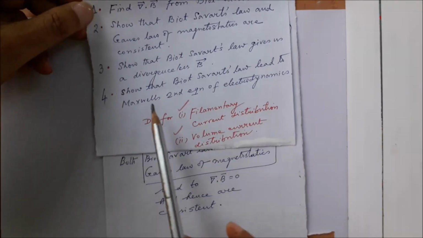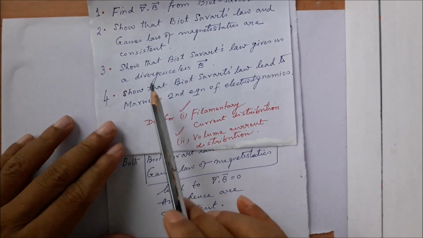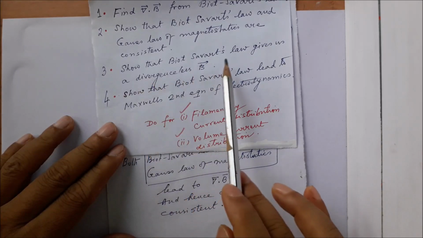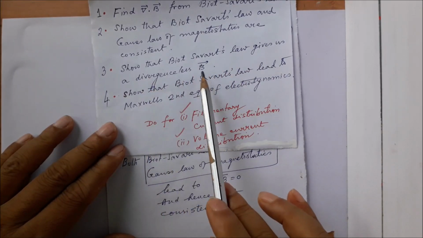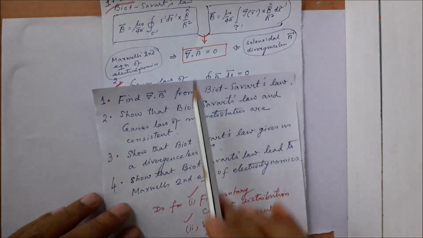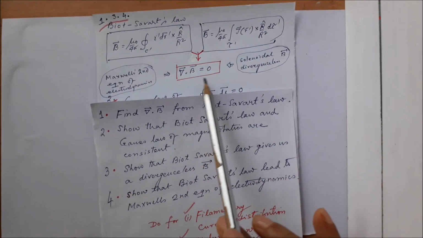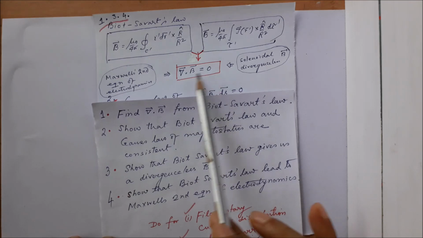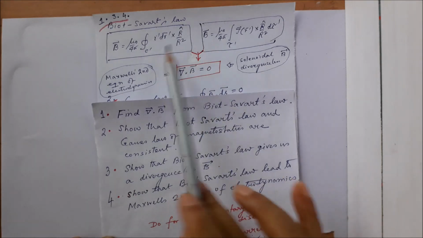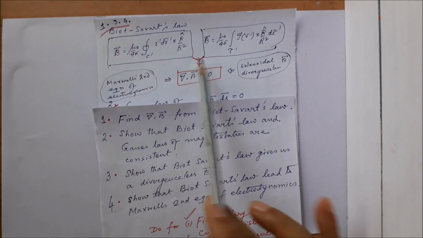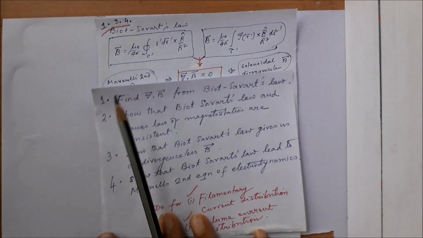Next is question number 3, which asks: show that Biot-Savart's law gives us a divergenceless B. And this we have done here. This is Biot-Savart's law. From here we got divergence B equal to 0, and this is divergenceless B. We have obtained it from Biot-Savart's law. So we have got the answer to question number 3 also.